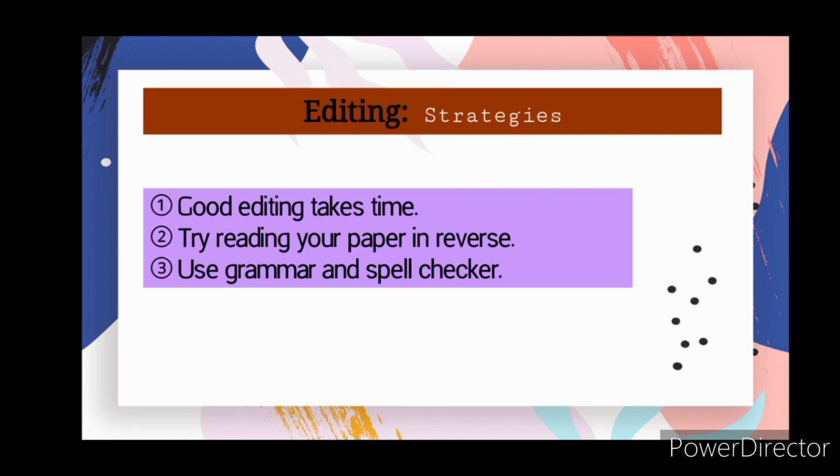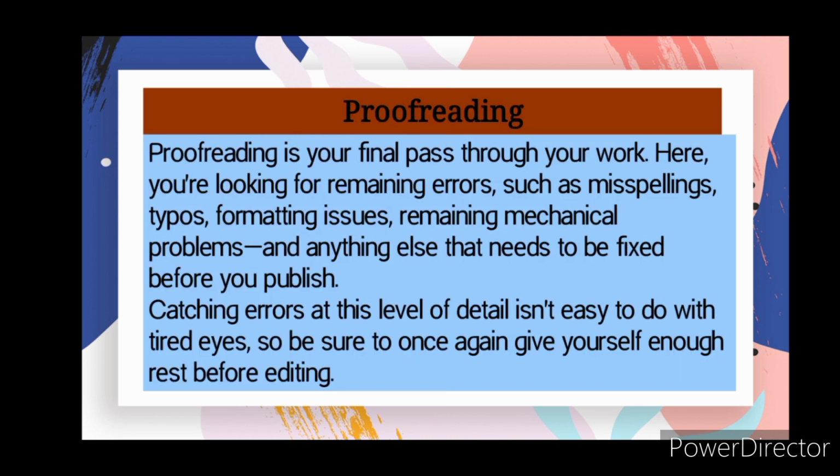First is good editing takes time. Next, try reading your paper in reverse. And the last is use a grammar and spell checker. Next is proofreading. It is your final pass through your work. Here, you are looking for remaining errors such as misspellings, typos, formatting issues, remaining mechanical problems, and anything else that needs to be fixed before you publish.